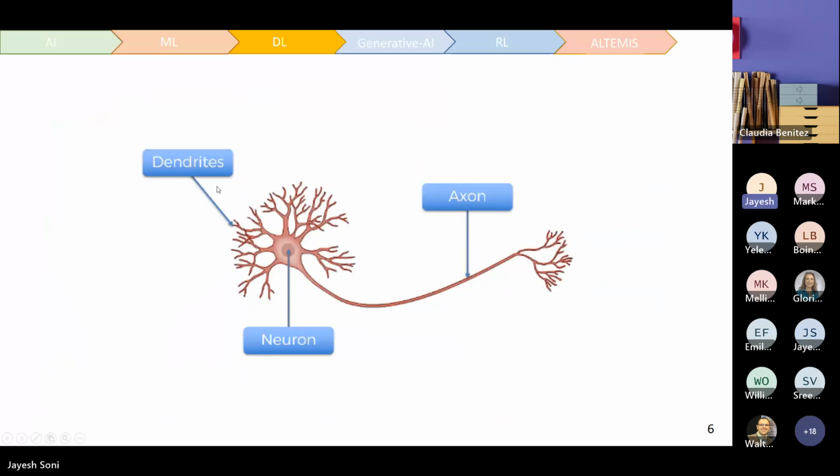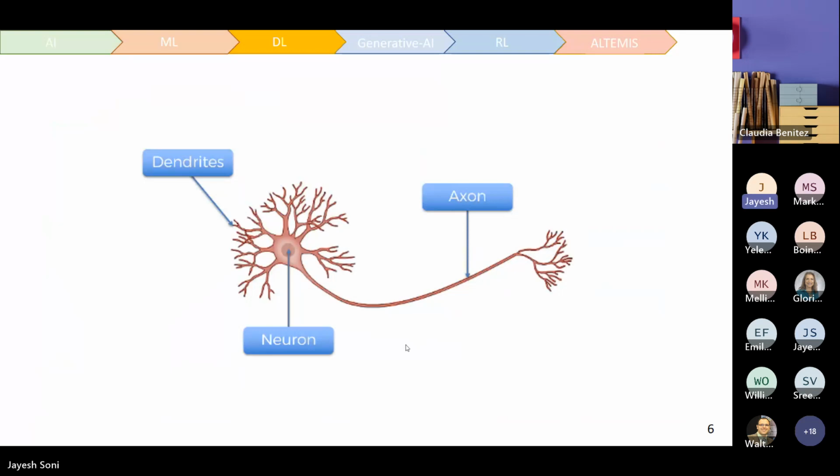So dendrites are where it is getting the input from other neurons. Based on that input from other neurons, it will do some processing in this nucleus, which is also called neuron. And based on that calculation, it will give output through the axon to all other neurons in the brain. So this is just one neuron, and we have billions of such neurons in our brain. That's why as humans, we are able to solve such complex problems in an easy way.